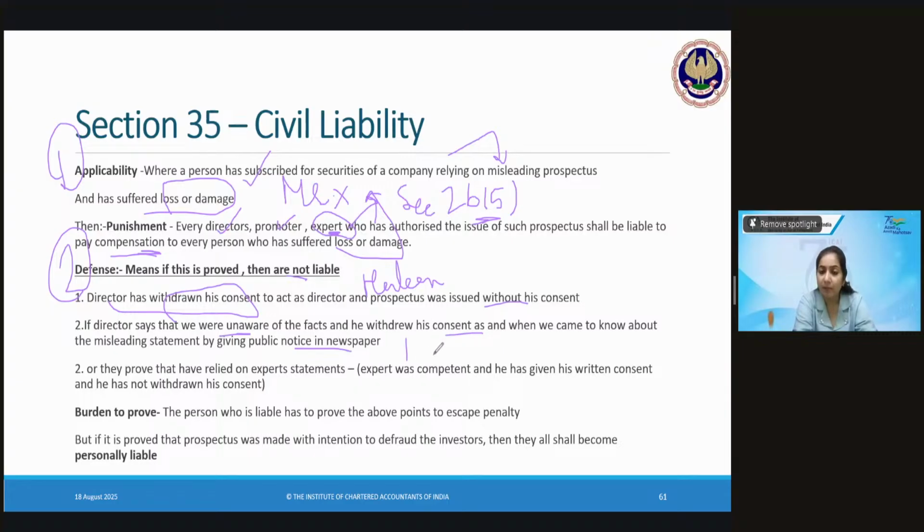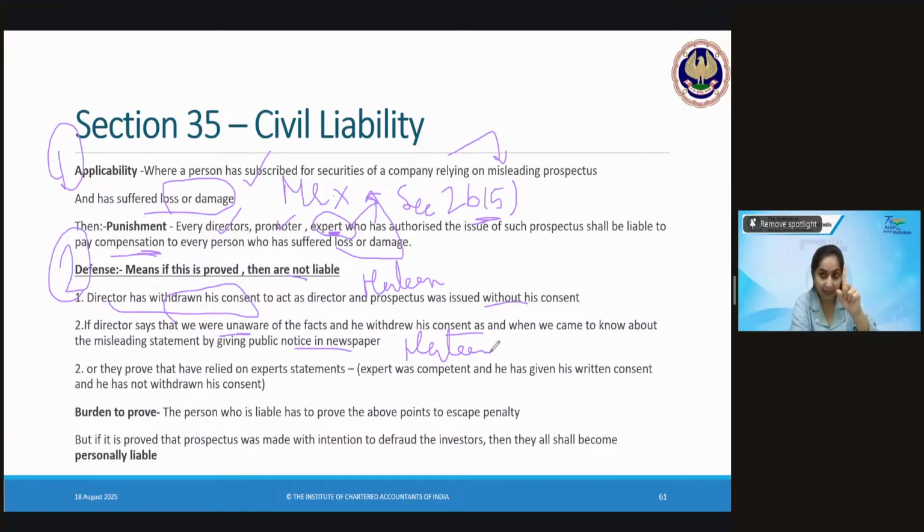Again, Harleen ma'am was director in your company ABC Limited. She comes to know, she was in London when the prospectus was being issued in India. And I came to know that I am not even aware of the facts and they have made my fake signatures as a director and they are giving misleading statements. So as soon as I came to know, I quickly gave a public notice in the newspaper that I have not given my consent for this prospectus.